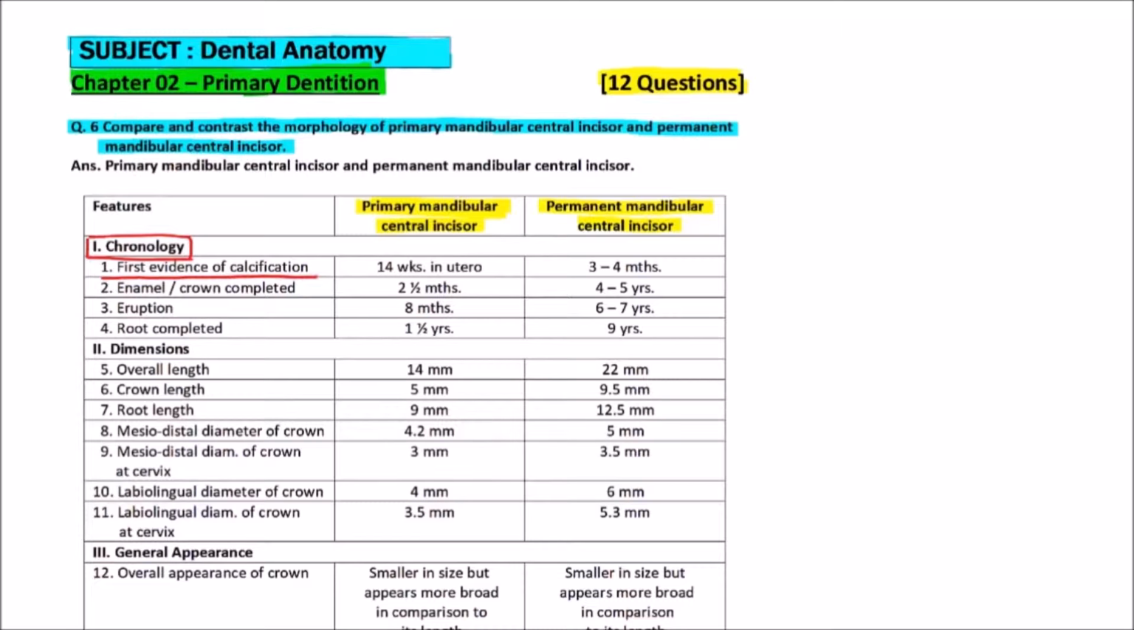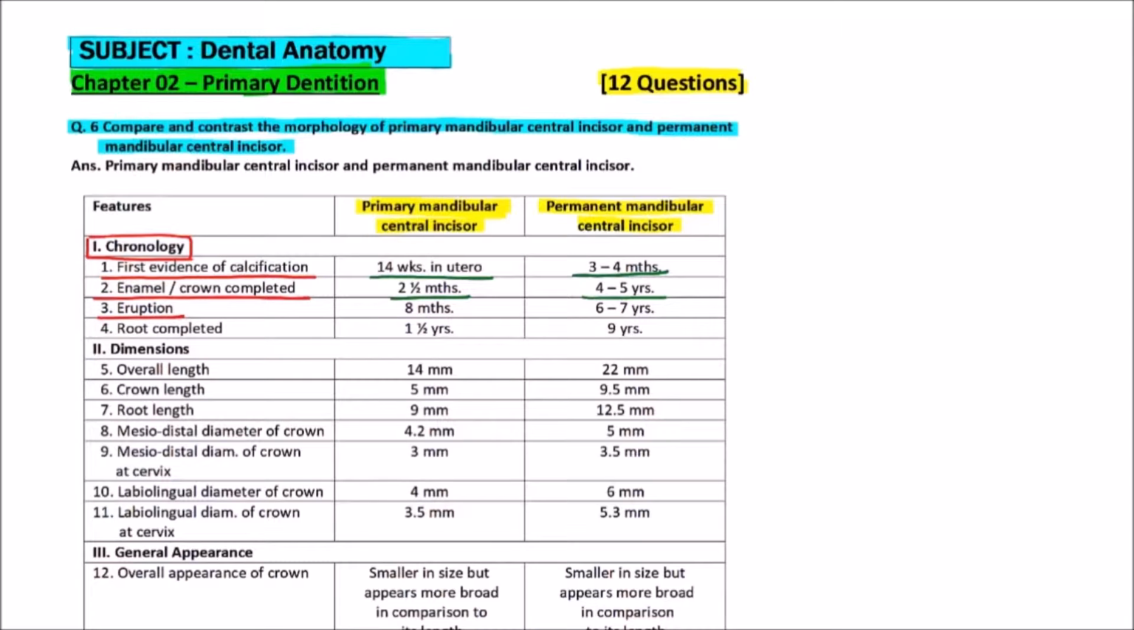First evidence of calcification is observed at 14 weeks in utero in primary mandibular central incisor and at 3 to 4 months in case of permanent mandibular central incisor. The completion of enamel or crown occurs by age of 2.5 months in primary mandibular central incisor and 4 to 5 years in permanent mandibular central incisor.